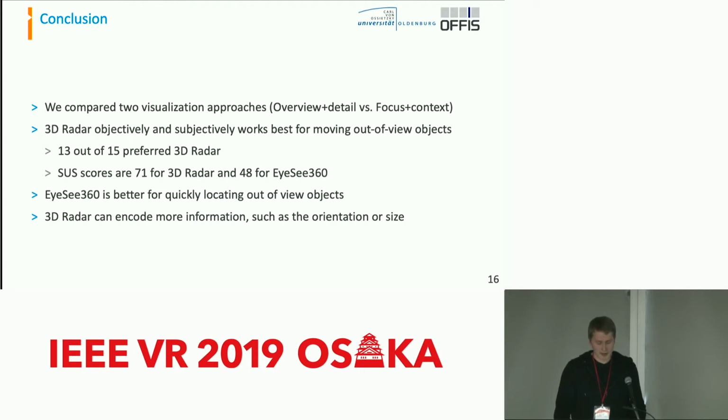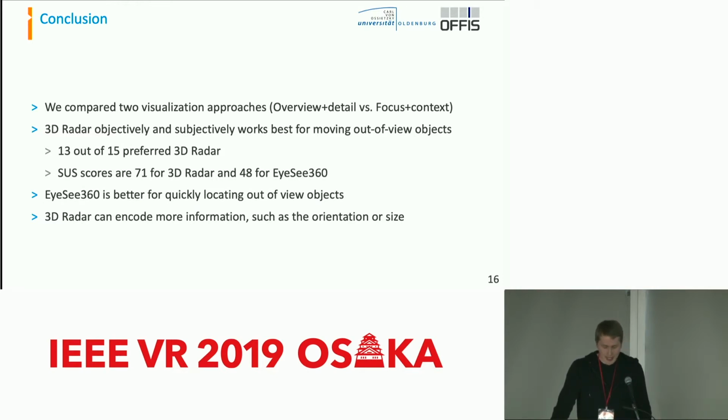And the system usability scores also show that 3D radar is more suited for this. People already felt that their performance was not that good, and therefore thought that the visualization technique itself wasn't that good, and therefore rated it just 48 on the system usability scale, while in the original paper we had way higher scores for the system usability scale.